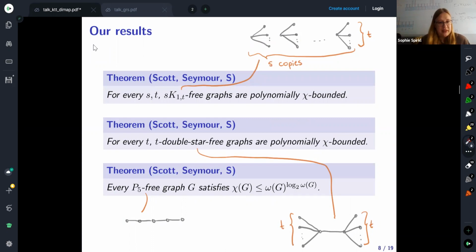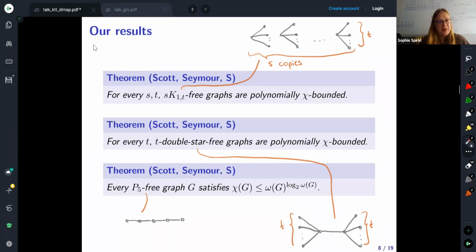So here's what we proved, a series of results that don't prove the thing for P5. First, I showed you on the previous slide that we can exclude one star, but in fact, we can exclude a number of copies of a star. And the fact that this even needs to be proved might be surprising, because for normal chi-boundedness, if the result is true for H and it's true for H prime, then it's also true if you exclude their disjoint union. But for polynomial chi-boundedness, that's not immediate. In fact, we don't know if that's true in general.